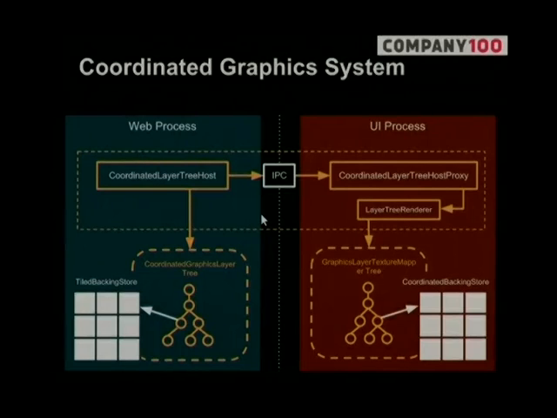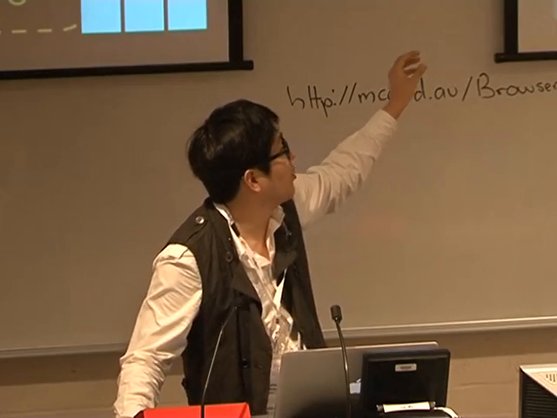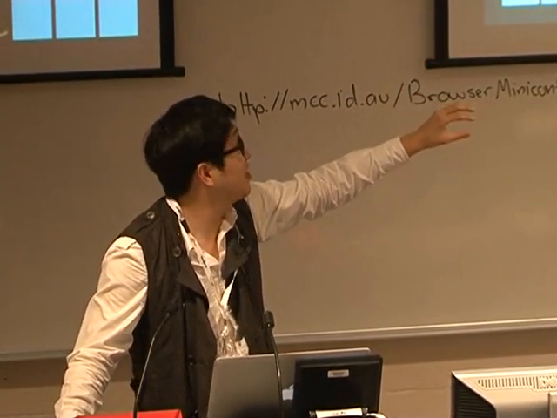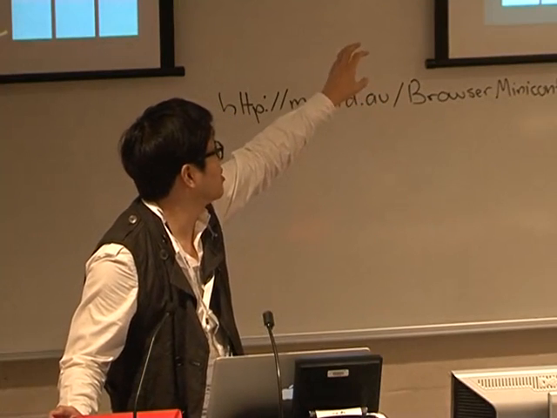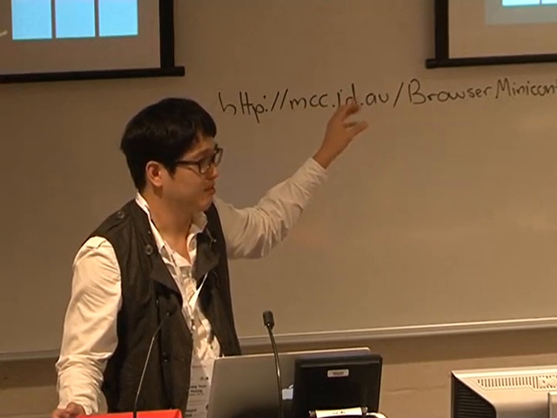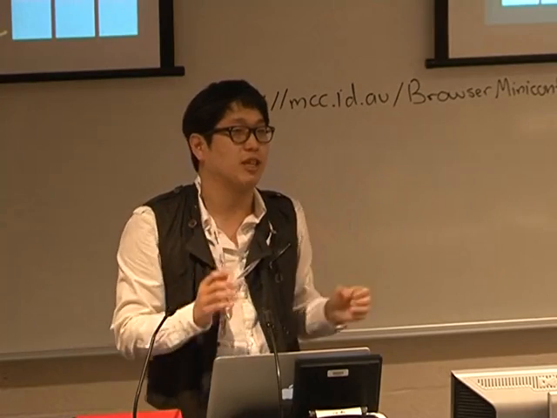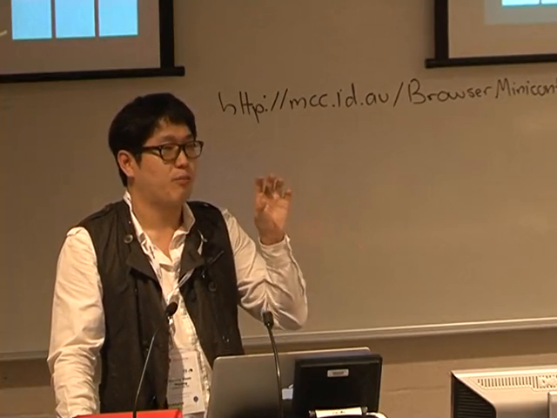Coordinated graphics is only used in WebKit2. The web process is where the actual WebCore runs, and it produces the graphics layer tree by parsing HTML pages. Then it passes the information about the graphics layer tree, and the UI process creates almost the same graphics layer tree from the passed information. Coordinated graphics uses a tiled backing store, and it splits the whole layers into tiles, so it has memory efficiency, because it does not create bitmaps outside of the viewport.